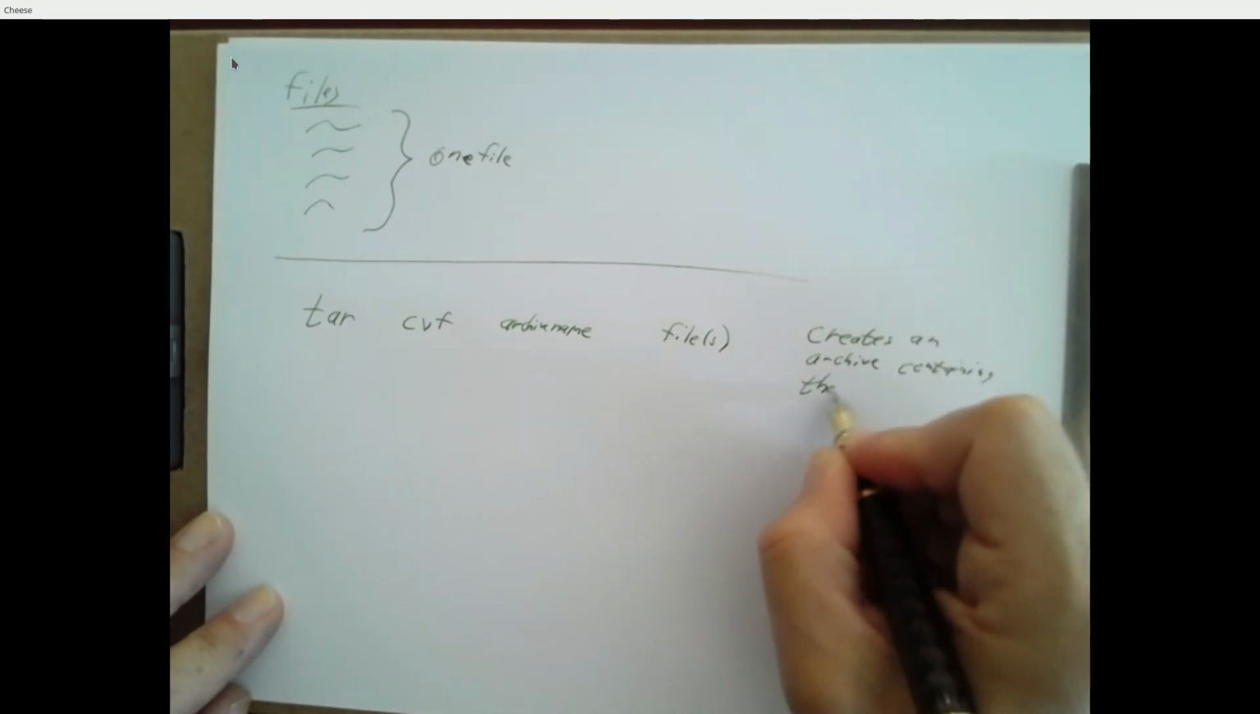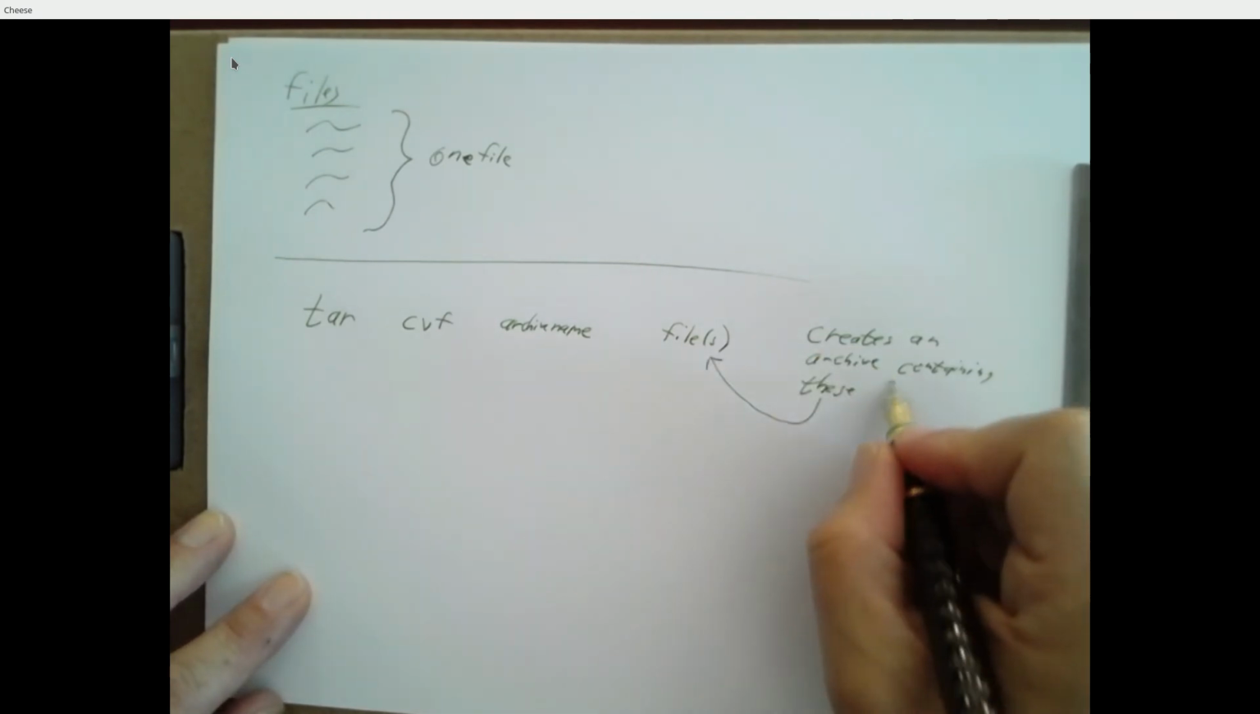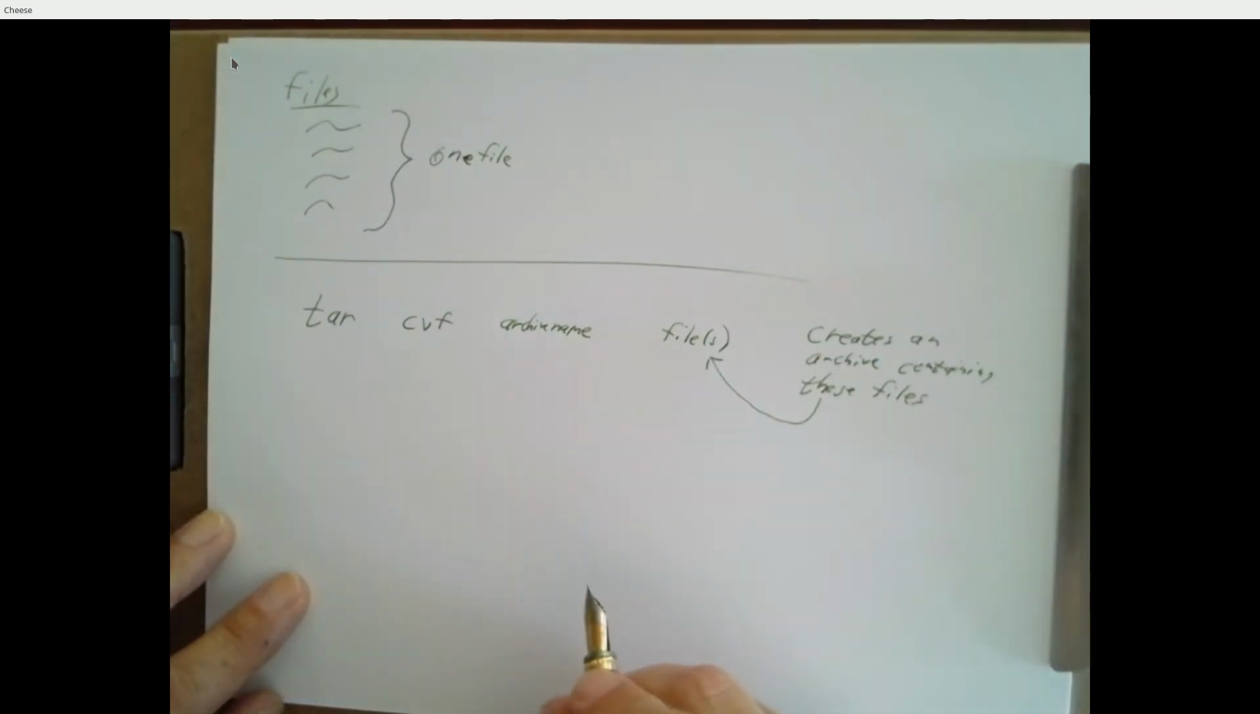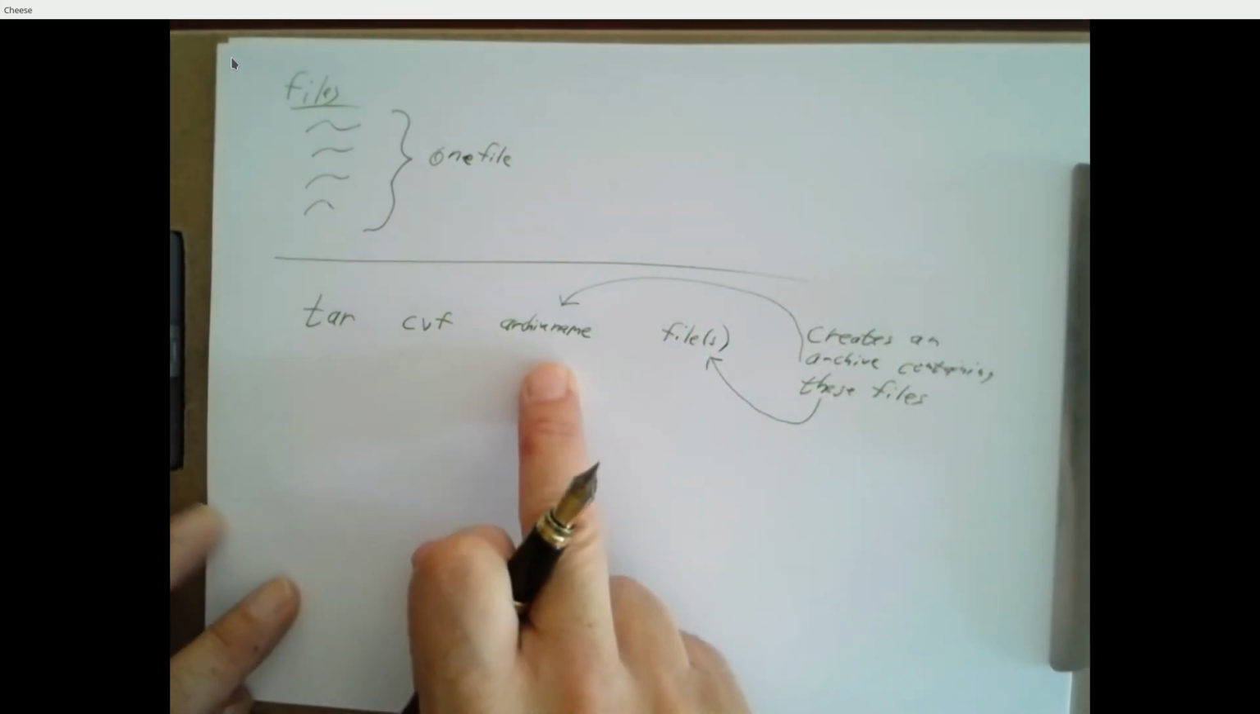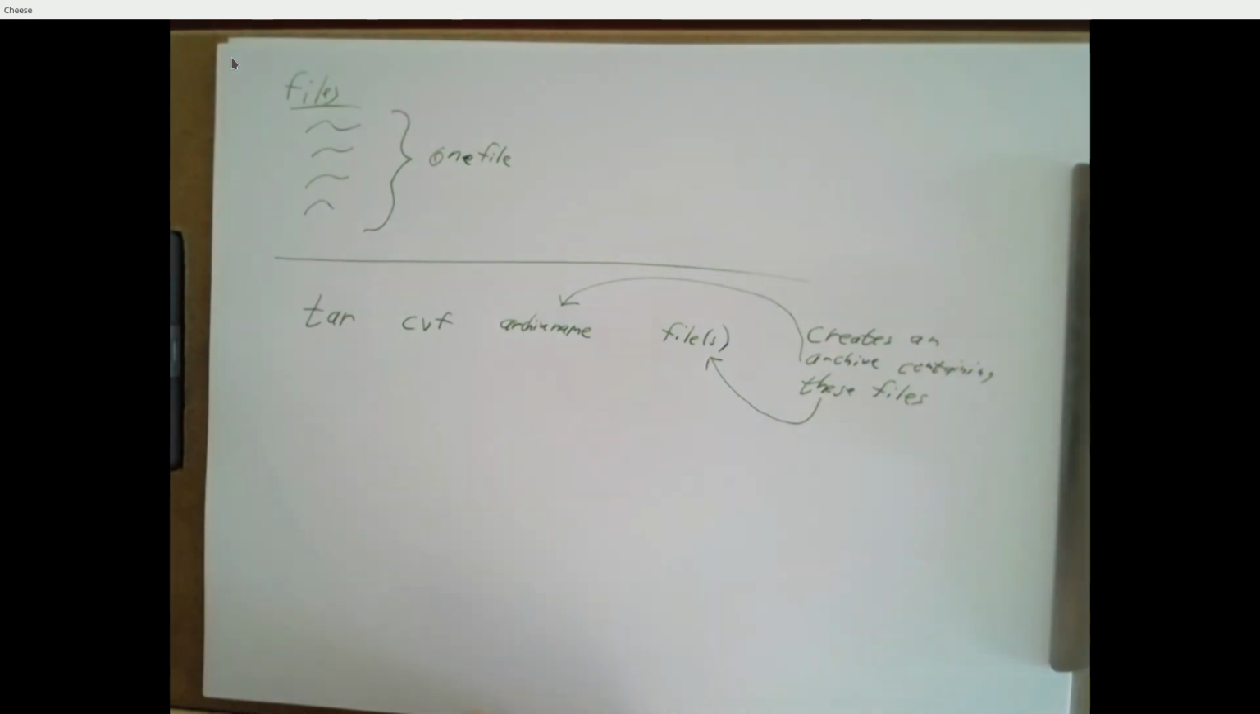Containing these files. And the name of the archive is whatever this first argument was after CVF. What's that say? Archive name. When you list the files, do they need to be separated by a comma or separated by spaces? Spaces. Pretty much any time that we list multiple files in Unix, that's going to be the answer. Unix is like spaces.